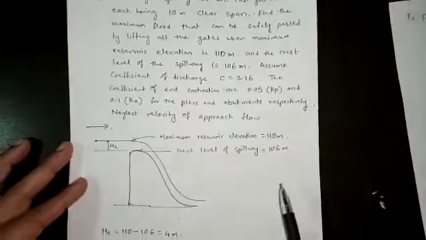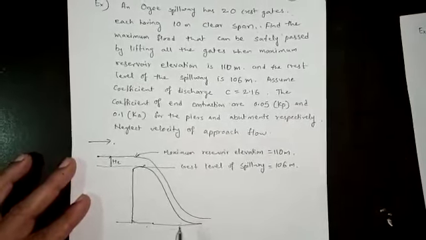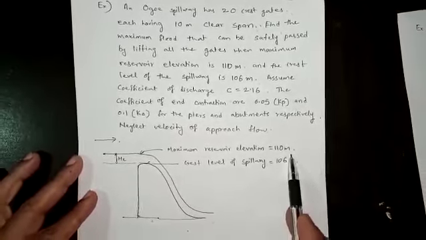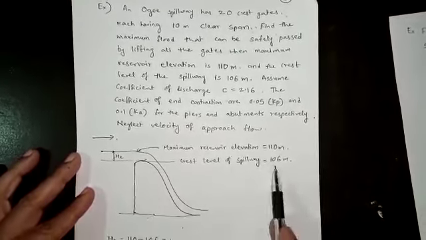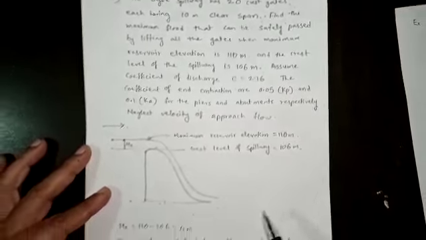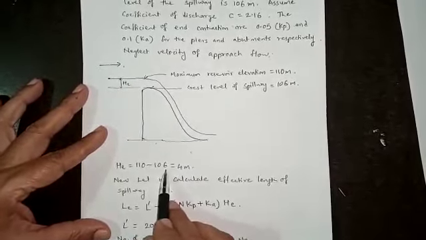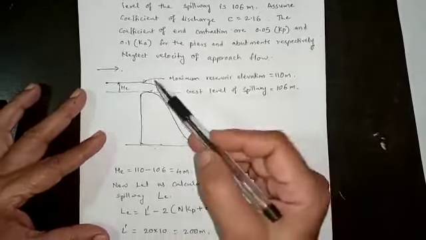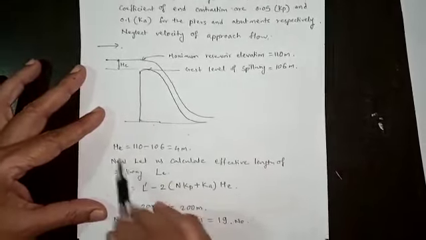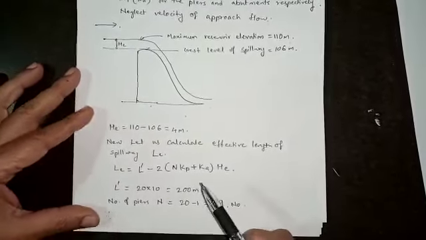Now from the data given for the ogee spillway, the maximum reservoir elevation is given as 110 meter. The crest level of the spillway is given as 106 meter. So the maximum water level minus the crest level is equal to 4 meter, which gives you the total head over the spillway, HE, which comes out to be 4 meter.